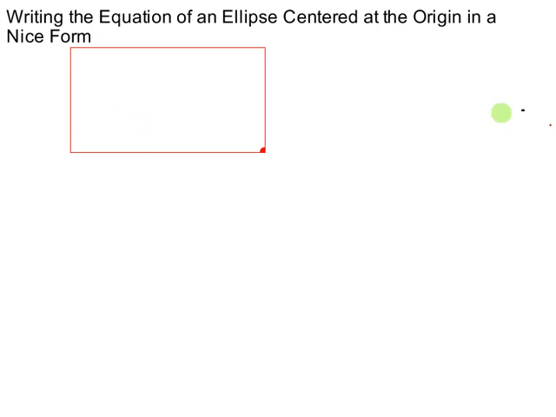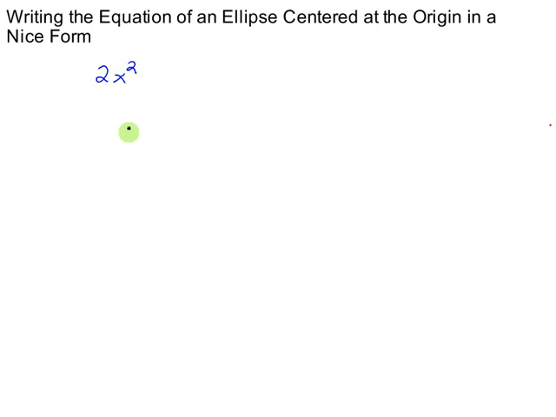Let's say that we have 2x squared. So x squared is being multiplied by 2, and what I'd like to have is x squared divided by something. Well, x squared multiplied by 2 is the same thing as x squared divided by the reciprocal of 2. Okay, so that's pretty simple.